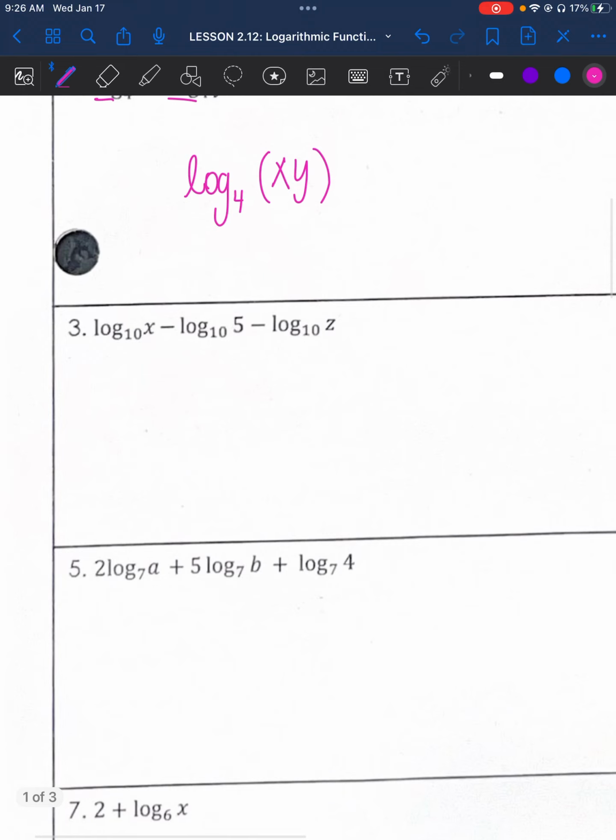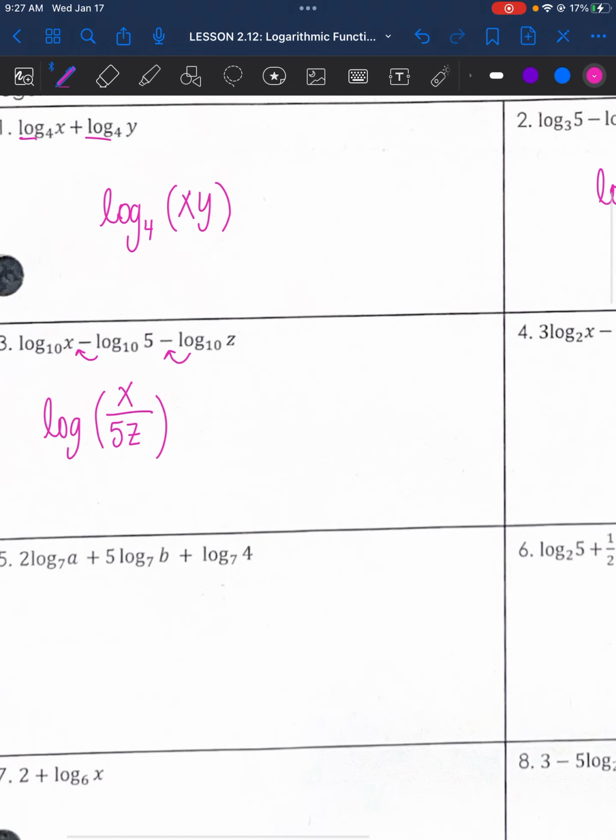All right, number 3, there are 3 separate logs. These tend to get a little confusing. Basically, if your log has a subtraction sign in front of it, it's going to go in the bottom of the fraction. So, log base 10 is just log of x over the 5 is going to be in the bottom because that one has a subtraction, and the z is going to be in the bottom. So 5z.